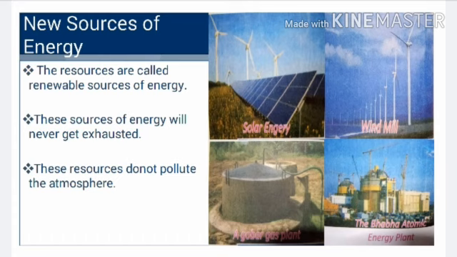We all know solar energy, the source of energy is from sunlight. And windmill, the source of energy is from wind. And gobar gas plant, the source of energy is from cow dung. And the atomic or nuclear energy plant, the source is obtained from nuclear fission and nuclear fusion.